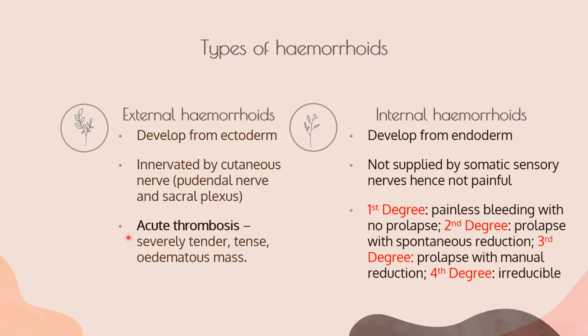It may present in the setting of acute thrombosis as a severely tender, tense, edematous mass. Pain often results from rapid distension of the innervated skin by the clot and also surrounding edema, usually following a specific event such as physical exertion, straining, or a bout of diarrhea.